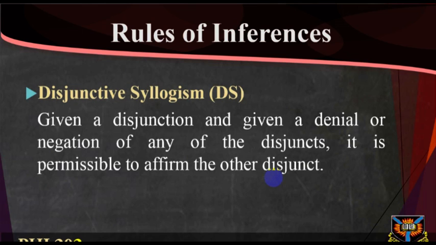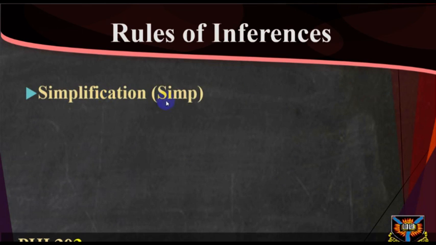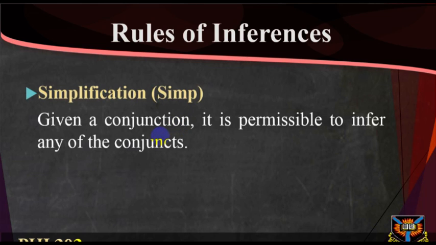Number 5. Simplification, known as Simp. P and Q, therefore P, or P and Q, therefore Q. Given a conjunction, it is permissible to infer any of the conjuncts.